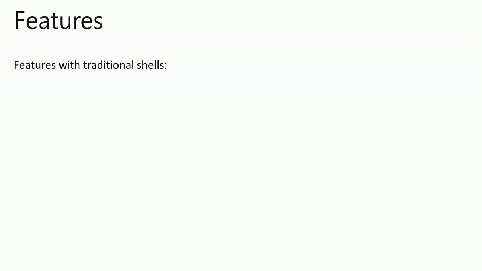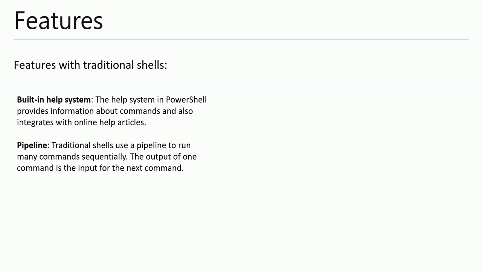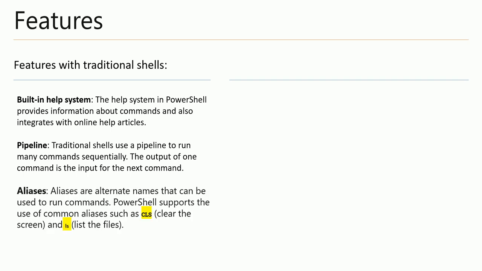So what are the features? Compared with the traditional shell, the help system in PowerShell provides information about commands and also integrates with online help articles. So you will get the help articles built into PowerShell. You will also get the pipeline inside PowerShell. The traditional shell uses the pipeline to run many commands subsequently, where the output of one command is the input of the next command. I will show you practically how the pipelines work.